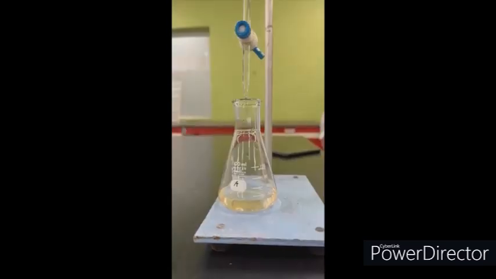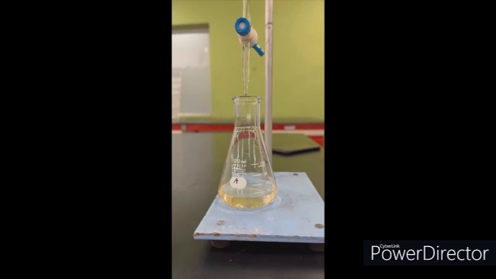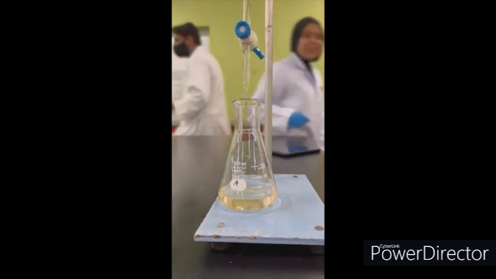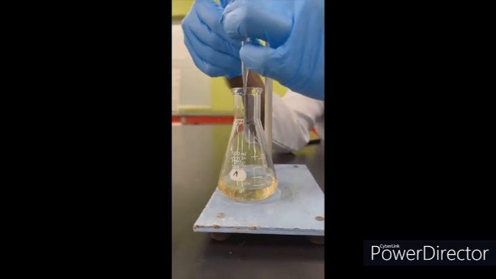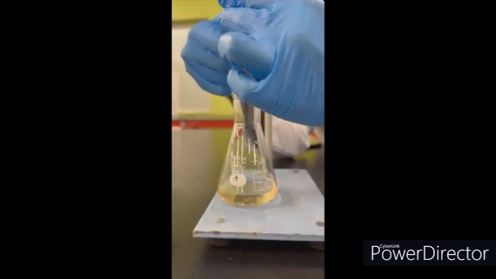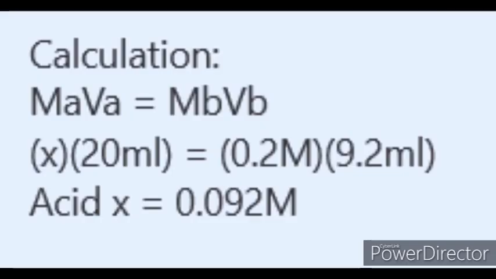After a few moments, the color of the solution started to change. As we can see, it's a bit more colorless compared to the pinkish color a few minutes before. We decided to close the burette as the color had turned colorless. Now we can see that the measuring line in the burette is about 9.2 ml. By using the formula MAVA equals MBVB, the calculation was shown as below. So we get the result that conical flask A has a molarity of 0.092 molarity.